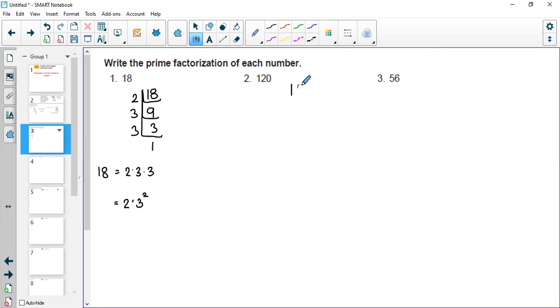Right, let's check for 120. Okay, so 120, the smallest possible factor is going to be 2. So I divide that, that will give me a 60. Now I can divide this with 2 again, that will give me a 30.